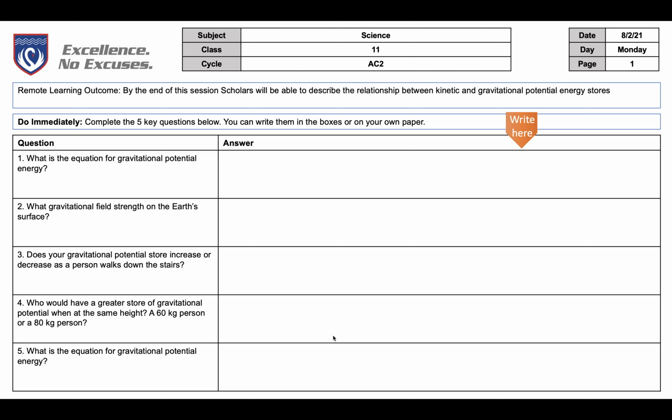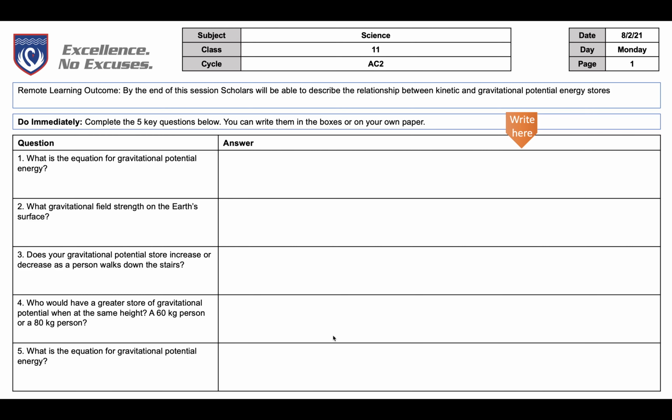Today we're going to look at the relationship between kinetic and gravitational potential energy stores. During the course of last week we looked at several types of energy. We looked at kinetic energy, elastic potential, and gravitational potential, and we saw how to calculate each one of those. We also saw how to work out the speed of an object if we knew its mass and its kinetic energy. Today we're going to have a look at how those are all related to each other.